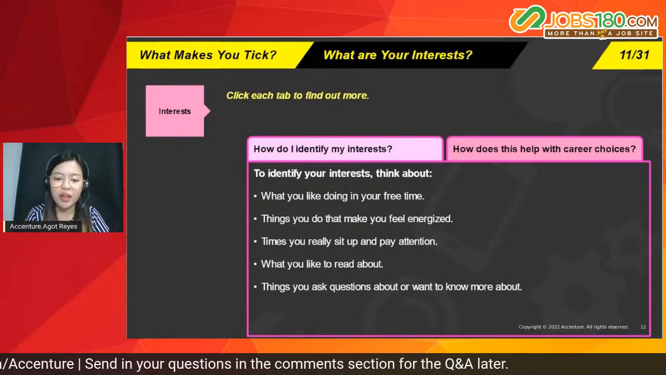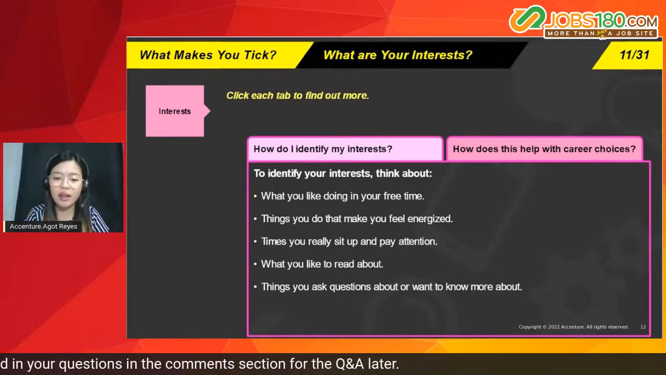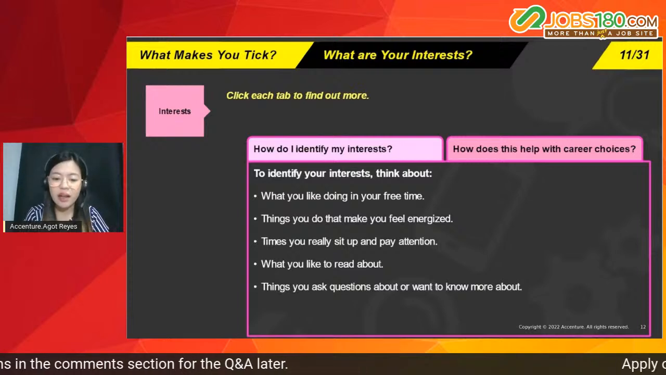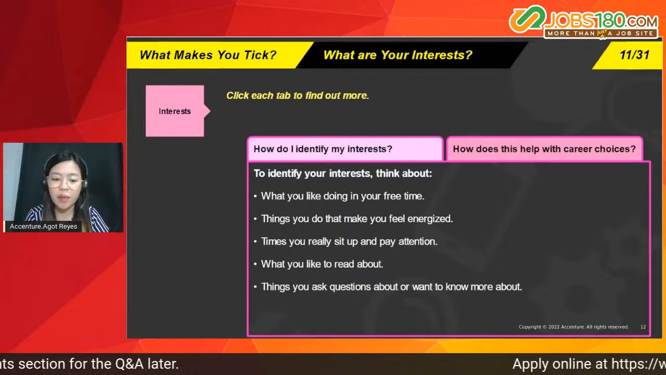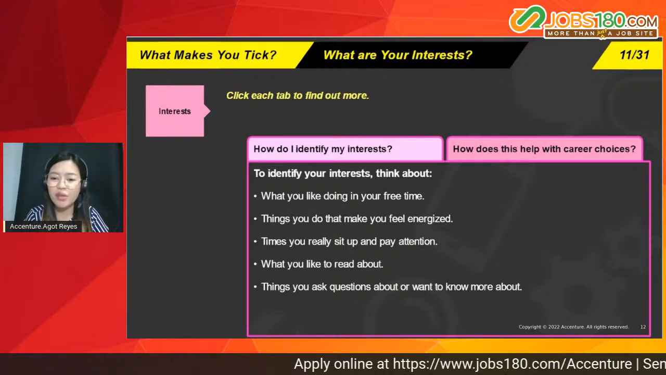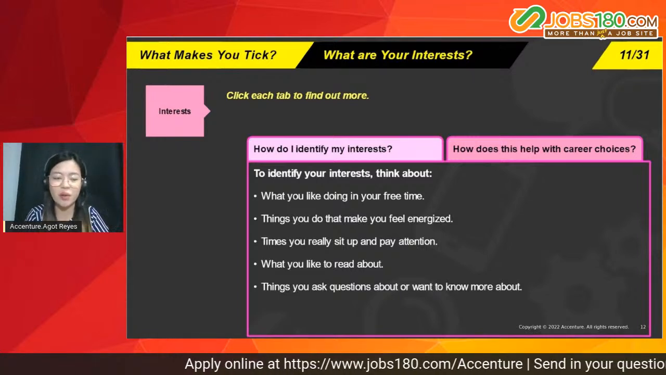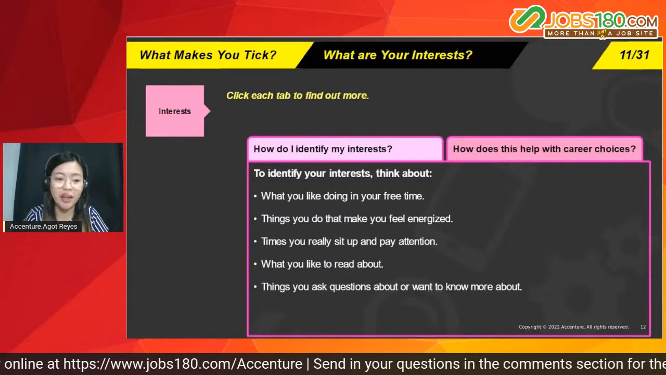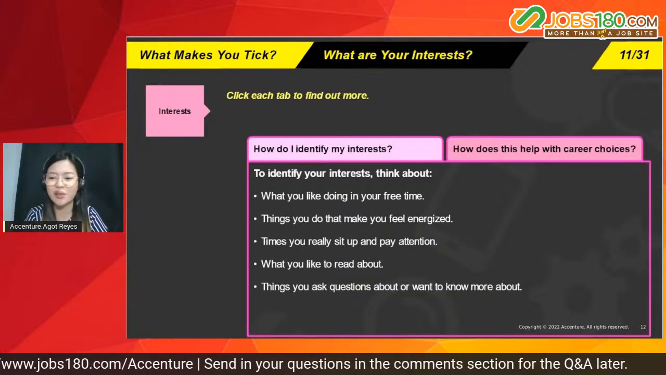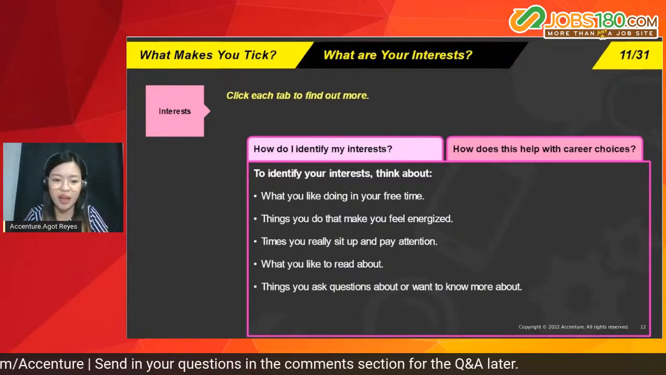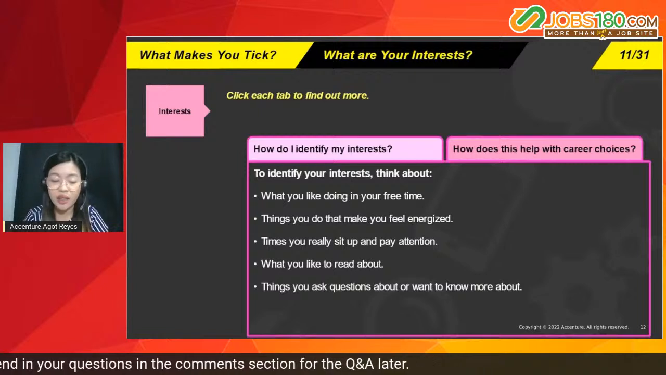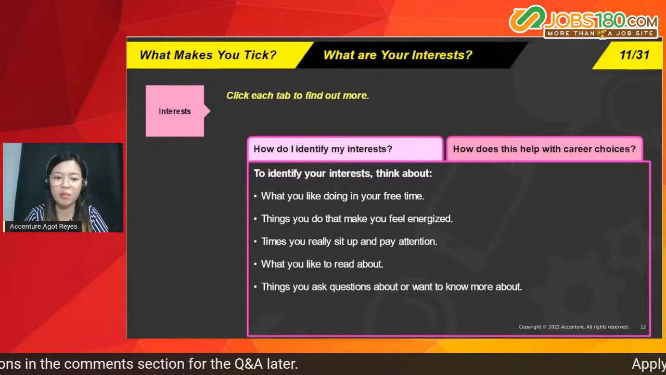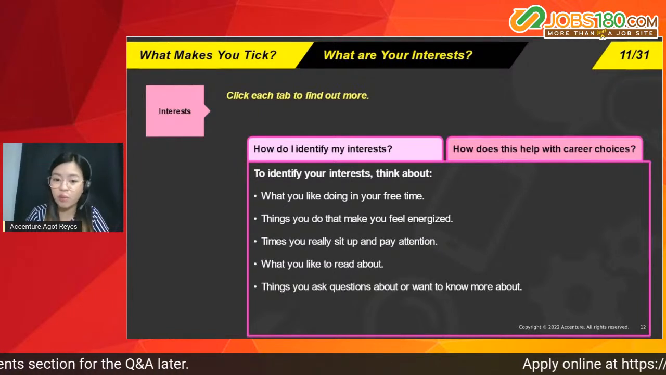So these are also the things that make you feel energized, and the times you really sit up and pay attention, and what you like to read about, for example. So ano yung mga gusto mo sa buhay? Ano yung mga gusto mong gawin? Ako personally, sometimes I do crochet, mga crafts, art crafting, ganyan. So that helps me with my discomfort at times, no. So that's something that makes me interested, and I also like talking to people.